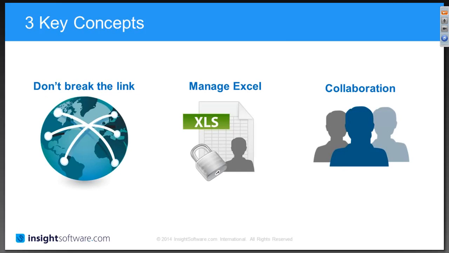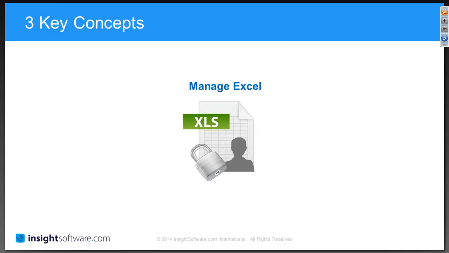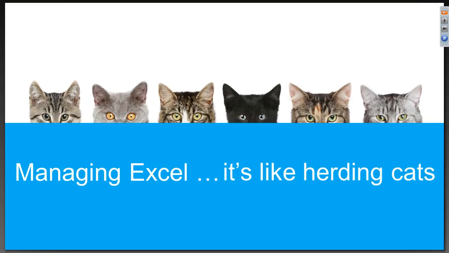The second concept, managing Excel. Managing Excel, it's a lot like herding cats. It's really hard to control. Let's take the example of timesheets. We've got a customer who has to send timesheets out to all of its specialists in the field. And it waits every month for those timesheets to come back in. So that means every month they're getting 40 timesheets in.